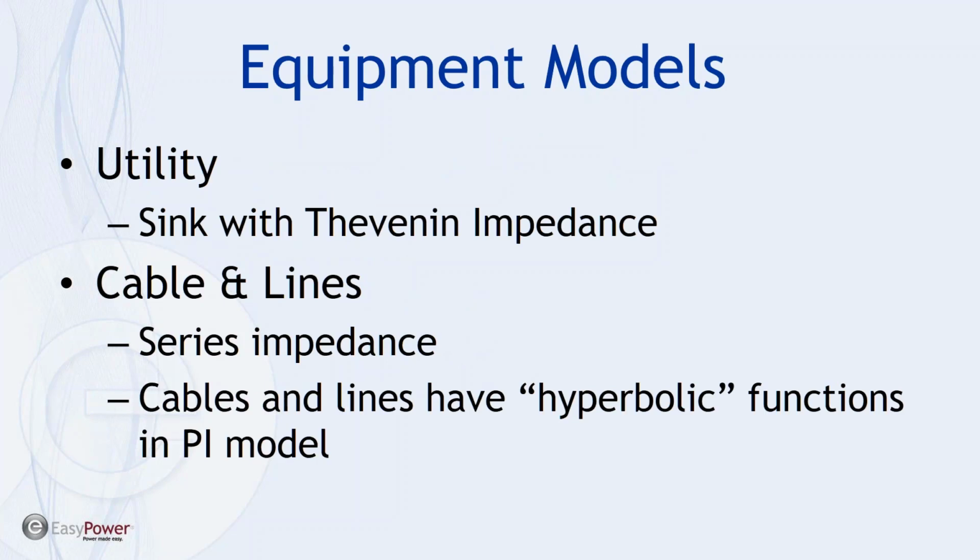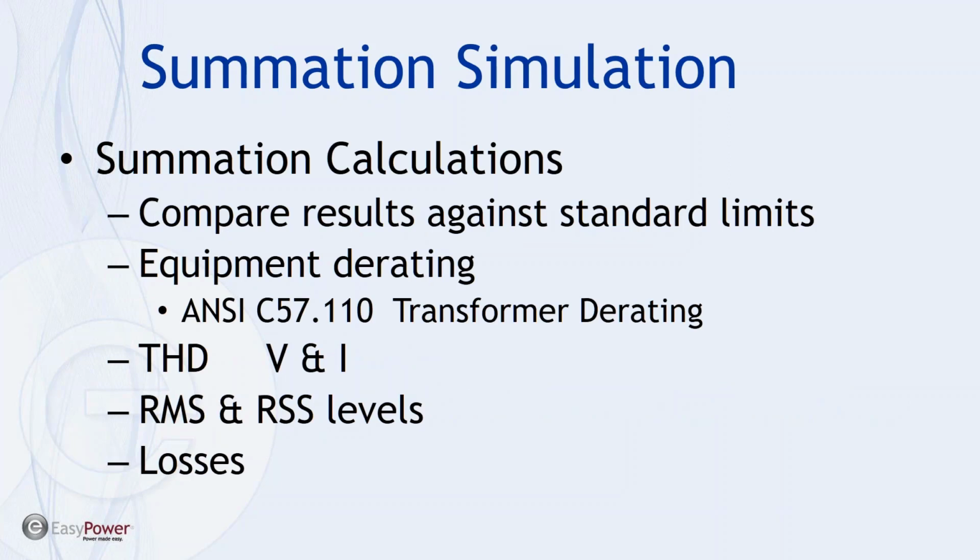And in the model, the utility is going to be most often modeled as a sink with Thevenin impedance, unless we can get the frequency distribution from the utility company. And then in cables and lines, there's going to be series impedance, and cables basically have a filter function to them, and they're modeled as a pi model.